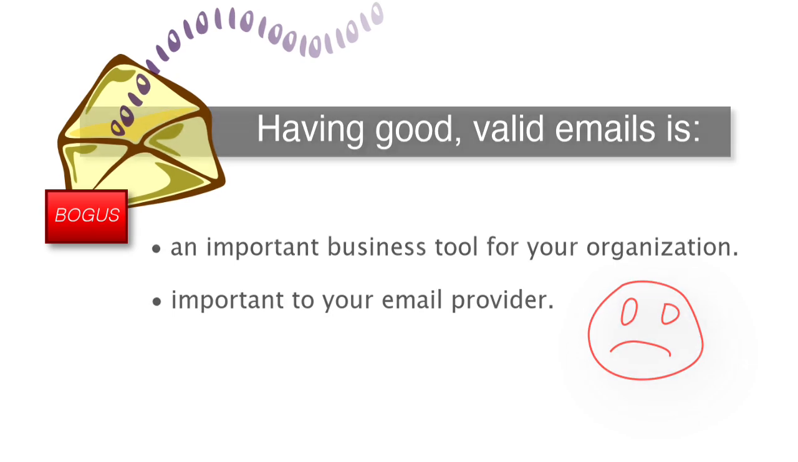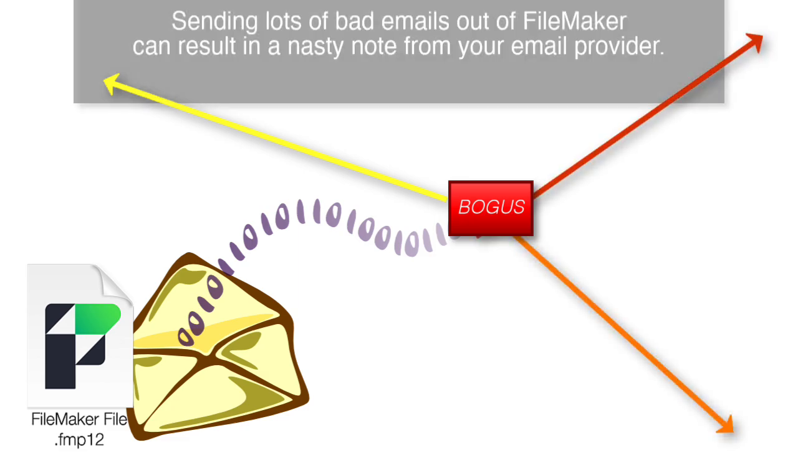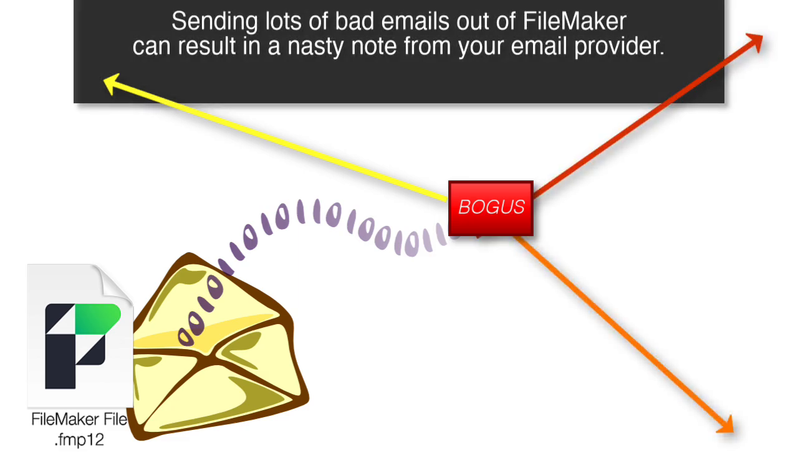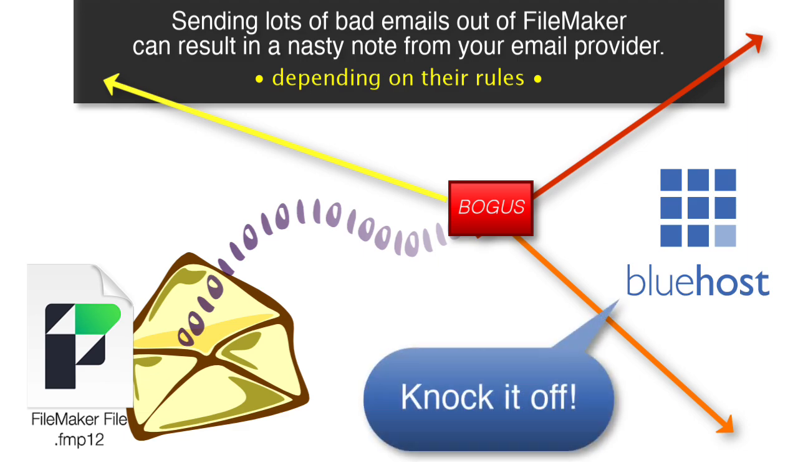In fact, if you attempt to send out a lot of bogus email addresses out of FileMaker, it may cause you to get a nasty note from your email provider. It depends upon the rules set up by your email provider, but I know that we've seen this before with Bluehost, which is a major online provider. At one point, we had too many bogus email addresses within our email database, and so we got a nasty note from them saying, hey, knock it off.